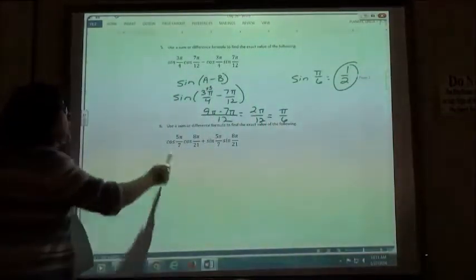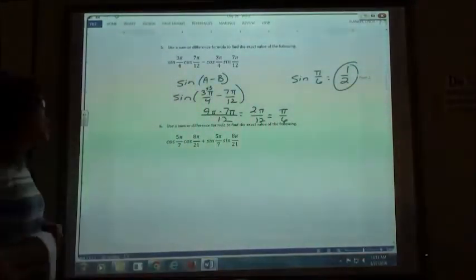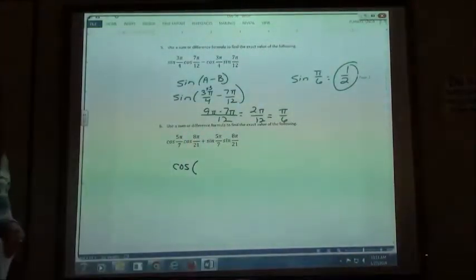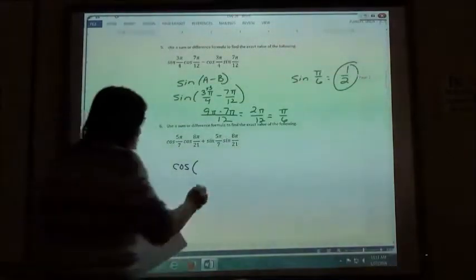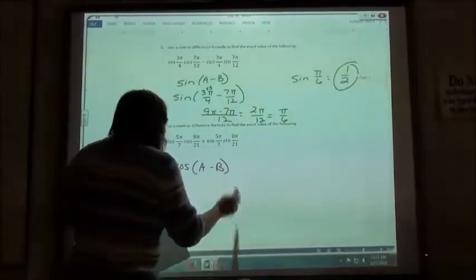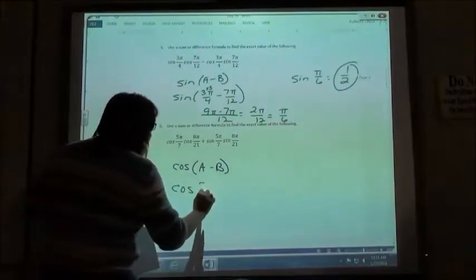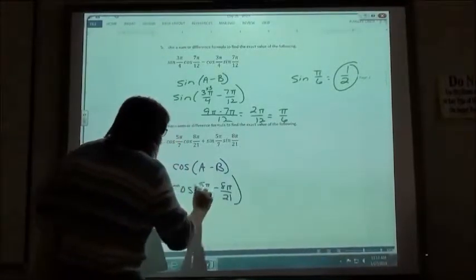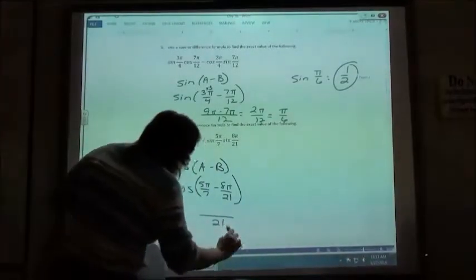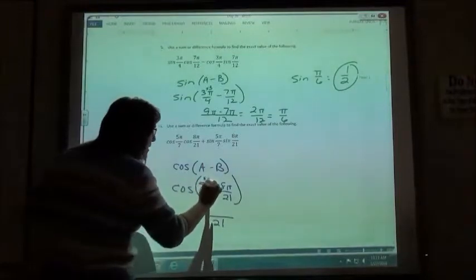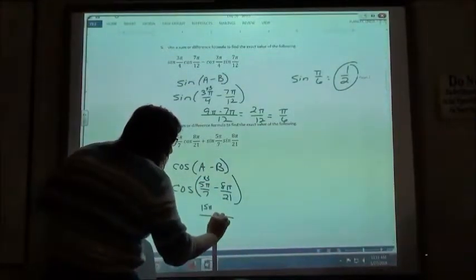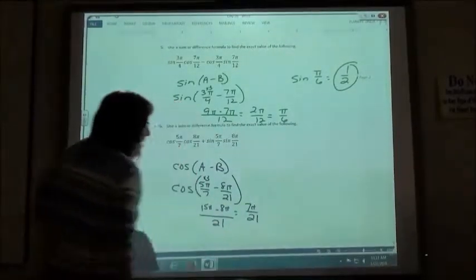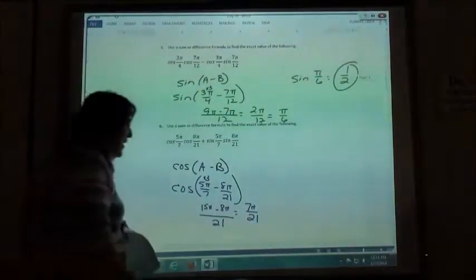And the next one starts with cosine. So I know it's my cosine one. This one has the plus in there. If it has the plus in there, it's going to be the a minus b. So I'm going to do the cosine of 5 pi over 7 minus 8 pi over 21. My common denominator is 21. 7 goes in there 3 times, 3 times 5 is 15 pi. Minus 8 pi gives me 7 pi. And of course I can reduce that down, so I'm going to get pi over 3.